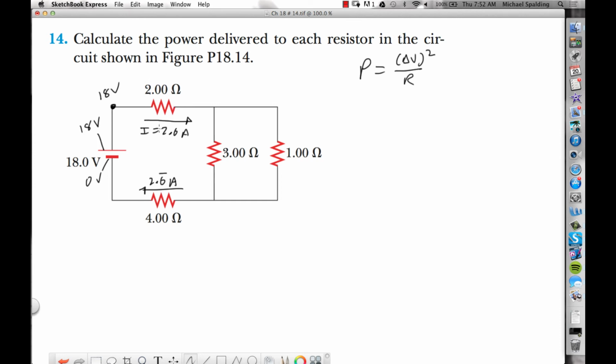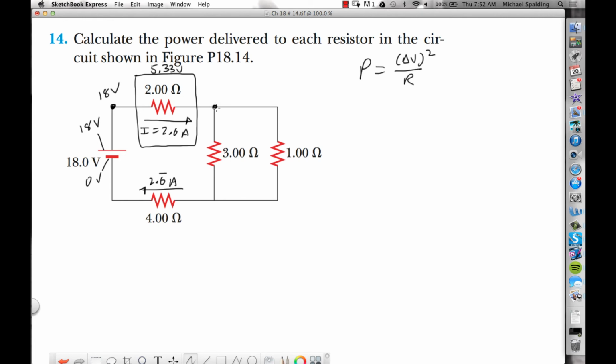Yeah, because we have I and R, right? Delta V equals IR. It turns out that the voltage drop across this guy, when you do Ohm's law, is, did I write it down here? I did not write it down. So what is that going to be? 2 times 2.666. It's 5.33. The voltage across this guy is 5.33 volts.